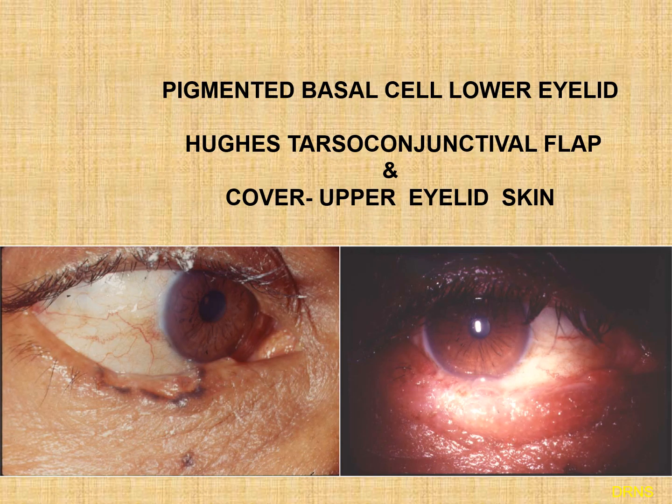Here you see a case of a pigmented basal cell carcinoma of the lower eyelid, which was reconstructed using a Hughes tarsoconjunctival flap and cover from the upper eyelid skin.